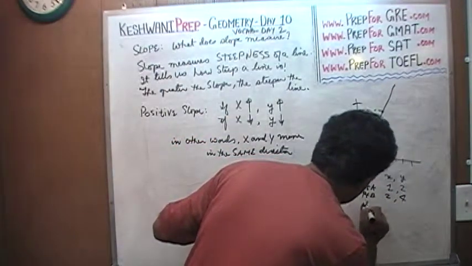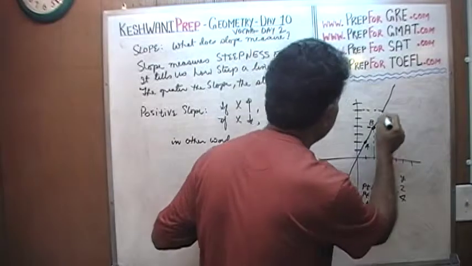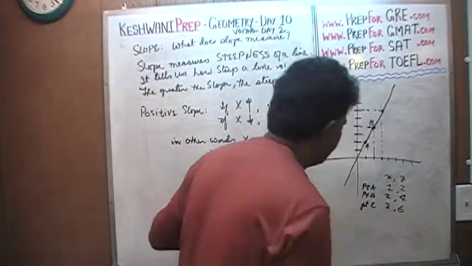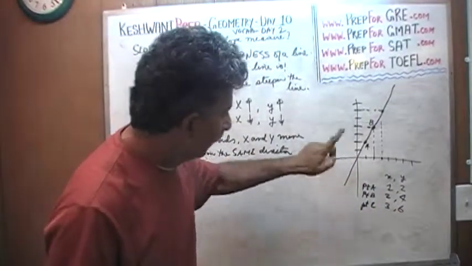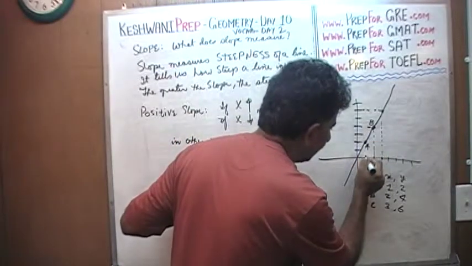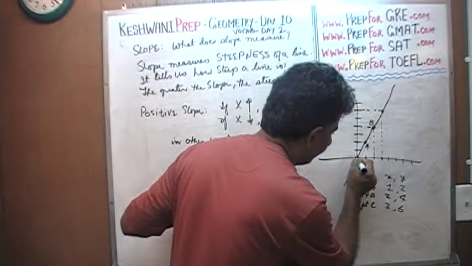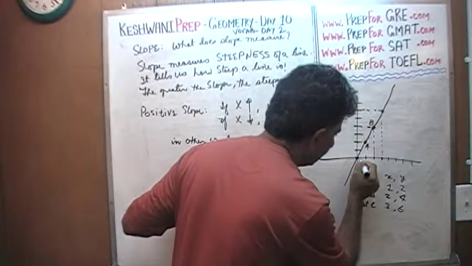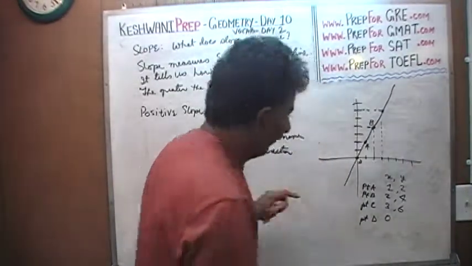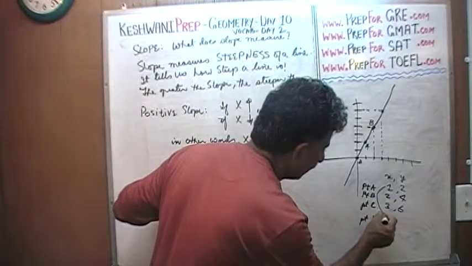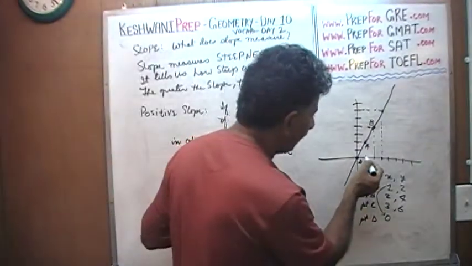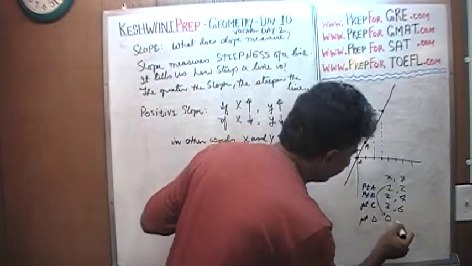Point B. Point C, when x was 3, y equals 6. Now what if we had gone from point A to point D? If x is 1, y is 2. What if x goes from 1 to 0? Let's call it point D. So if x were to go from 1 to 0, x is going down, what happens to the value of y? Y also goes down, it goes from 2 to 0.